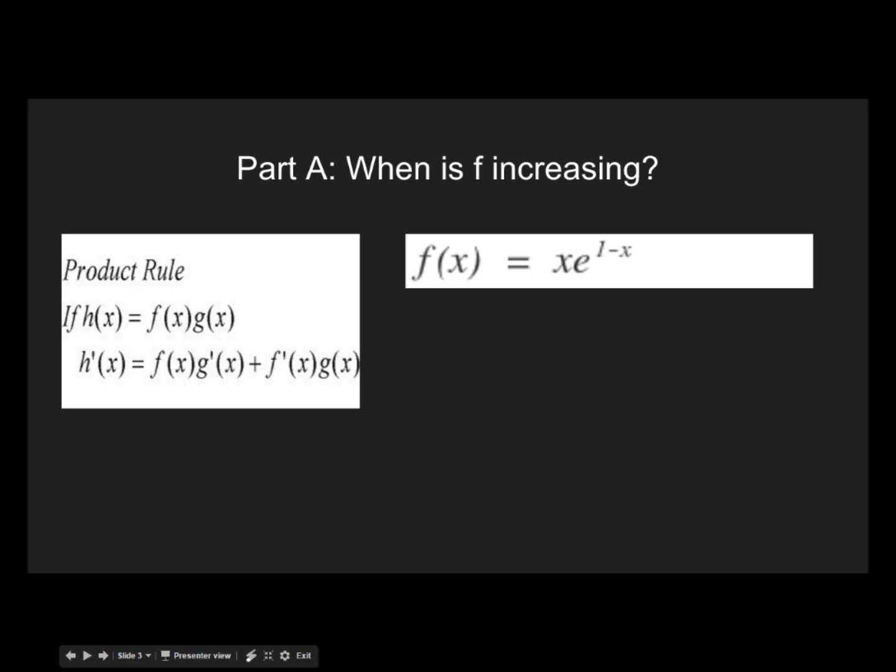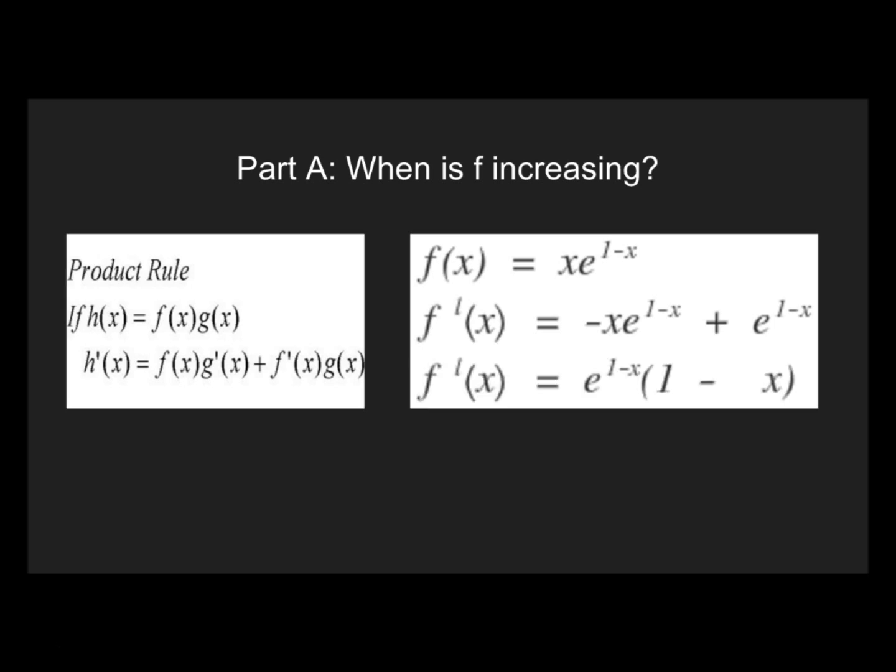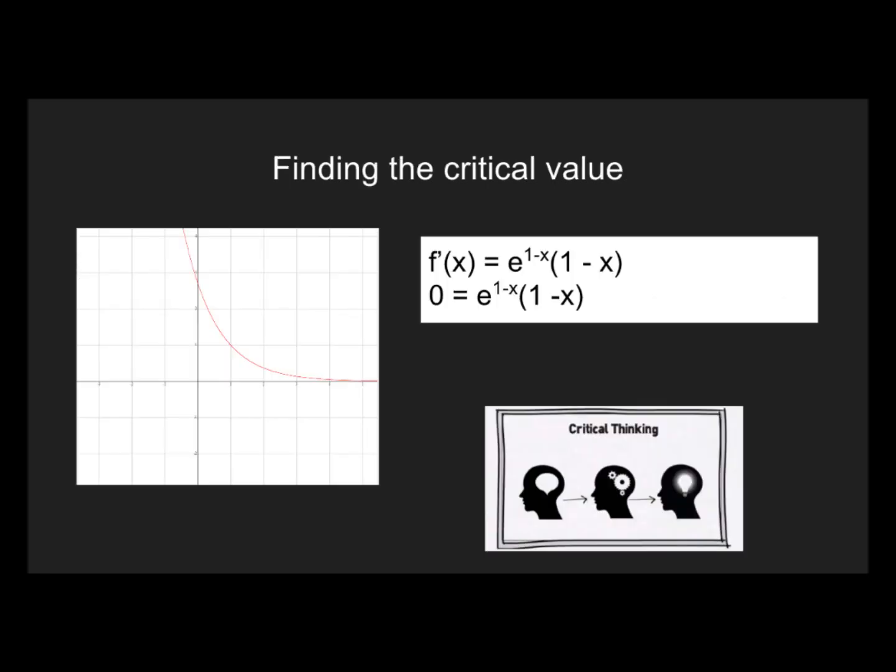And when we want to take the first derivative of this expression, we need to apply the product rule, which is shown to the left. It's the first times the derivative of the second plus the derivative of the first times the second. And we can see after we take the first derivative, we can pull out an e to the 1 minus x from this expression, and we get that the first derivative is equal to e to the 1 minus x times 1 minus x.